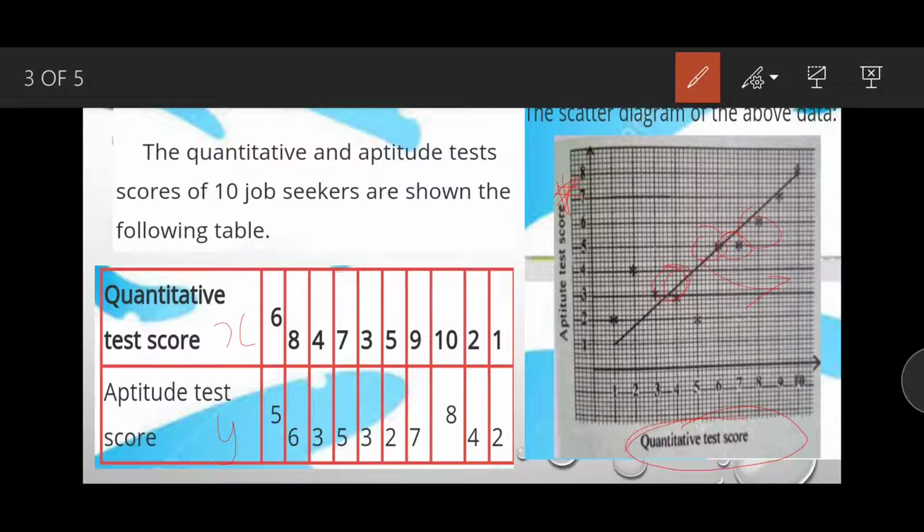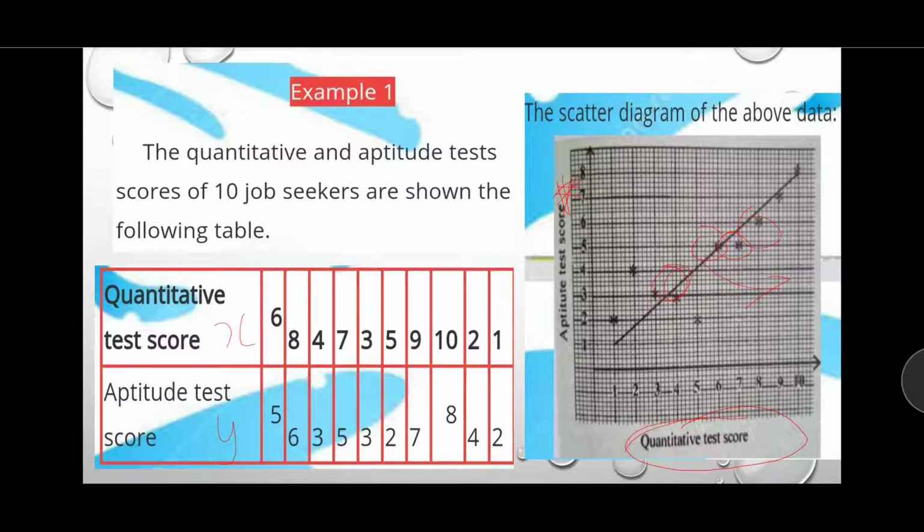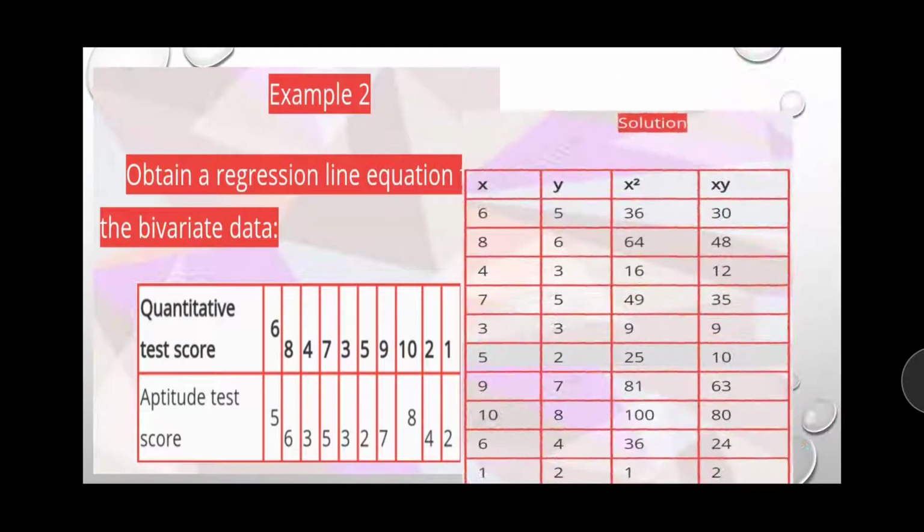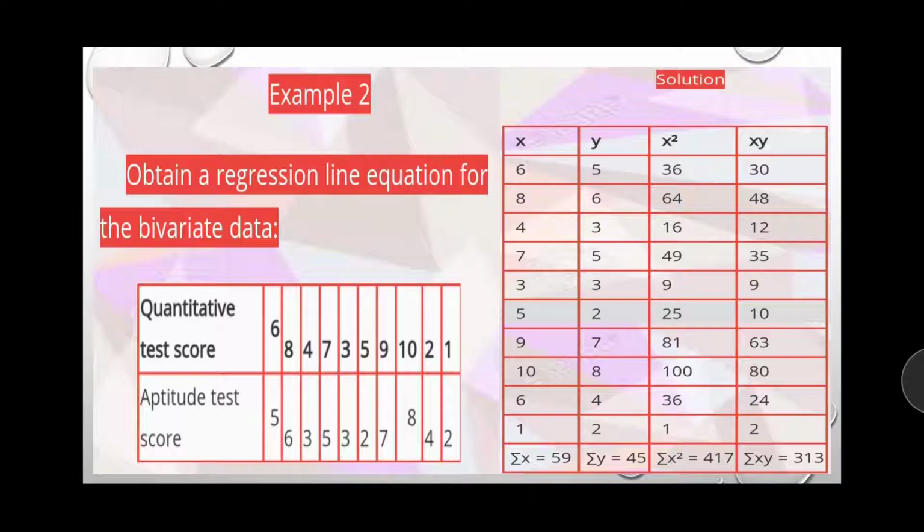Good. So we have succeeded to learn how to plot a scattered diagram. Let's look at our next slide. Example 2: obtain a regression line equation for the bivariate data. We are using the same bivariate data. We want to get a regression line equation. Since it's a line equation, we are already used to the equation of a straight line. Good. Now what we need to do first.